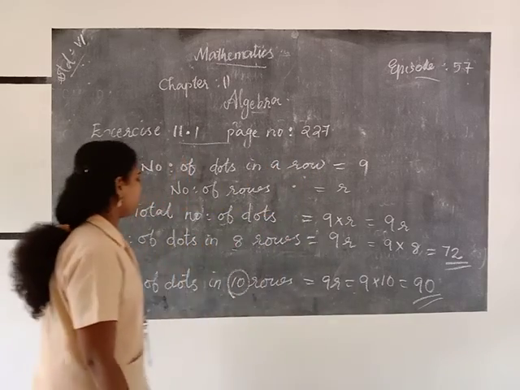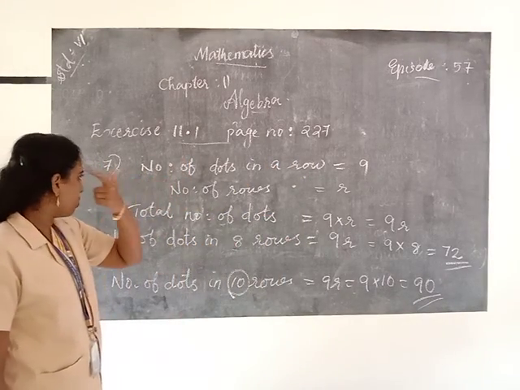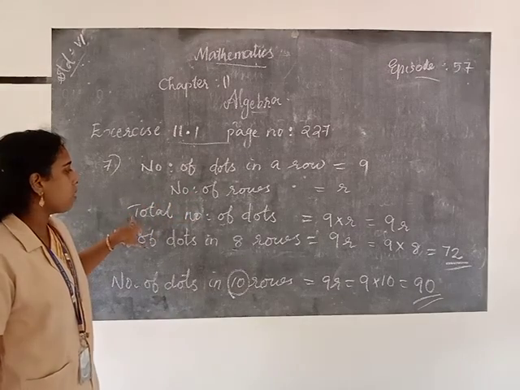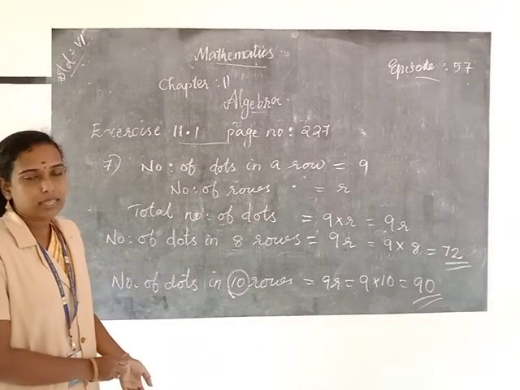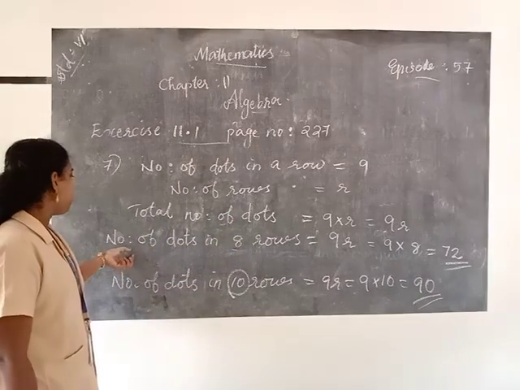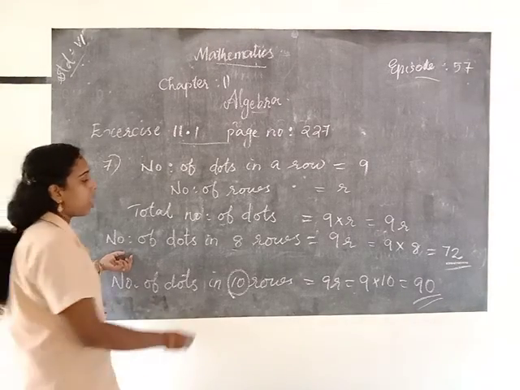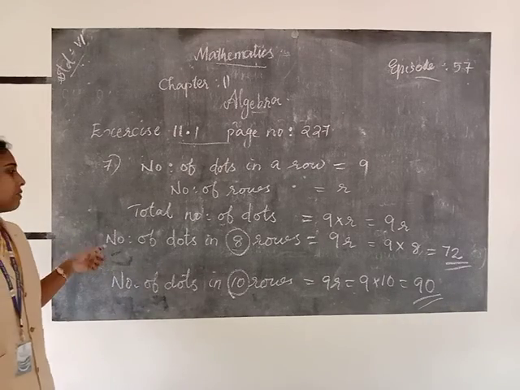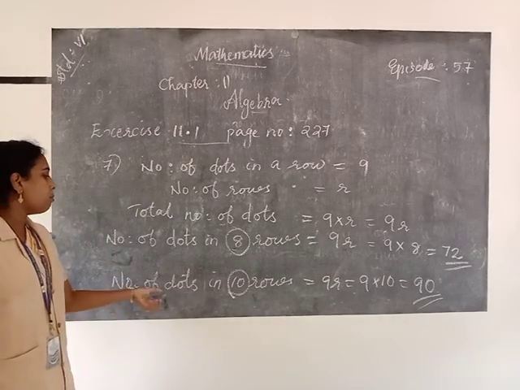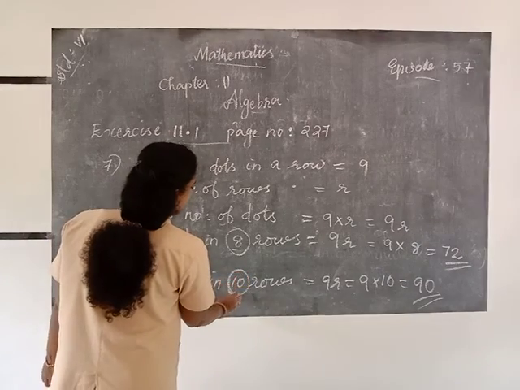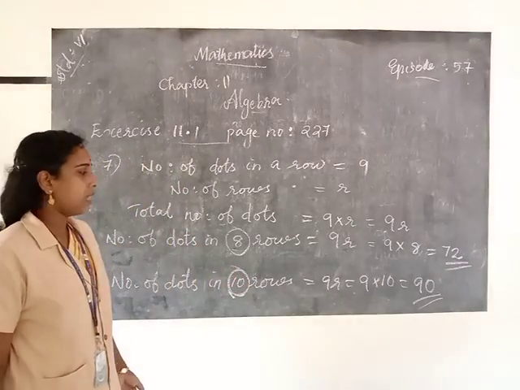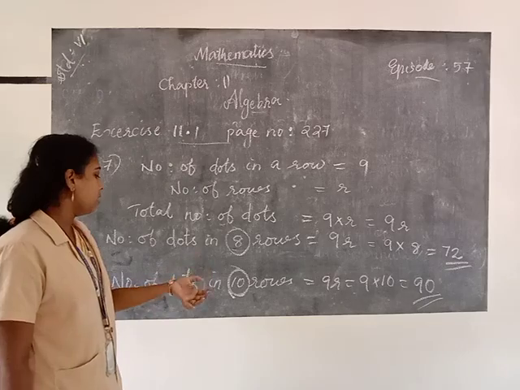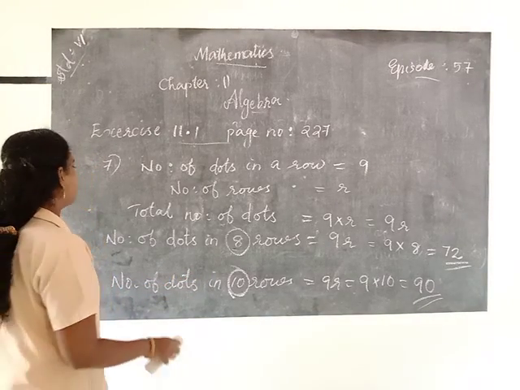There are 90 dots in 10 rows. So here the number of dots in a row is equal to 9 and r is the number of rows. First we find the rule, that is the total number of dots is equal to 9 into r, that's 9r. For 8 rows, r is equal to 8, so 9 into 8 is 72. There are 72 dots in 8 rows. Then for 10 rows, that's 9 into 10, which is equal to 90. So there are 90 dots in 10 rows.